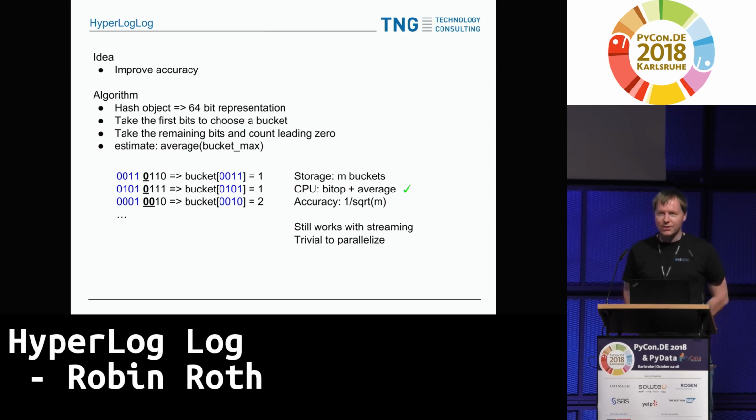And the nice thing about this algorithm is still with these multiple buckets, it works nicely with streaming data. It also is trivial to parallelize. So you just split up your stream on multiple machines or cores, and each of them calculate the buckets separately, and then you merge the buckets by calculating the maximum over all buckets.